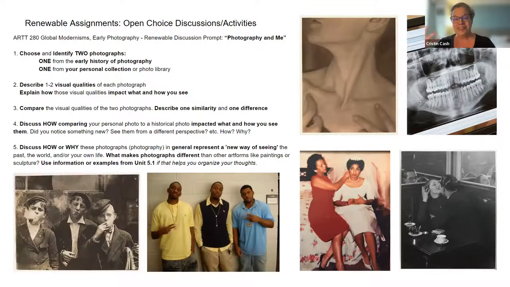So they're learning some skills and how to navigate museums as well. And then they have to choose from their own collection from their phone. And then they're employing the foundational skills in art history, which is visual analysis, doing some comparison. And basically they're trying to communicate how looking at a historical photo next to one of their own photos really impacts how they're seeing each of them, right? So that their experience with an object that's very familiar to them, right?